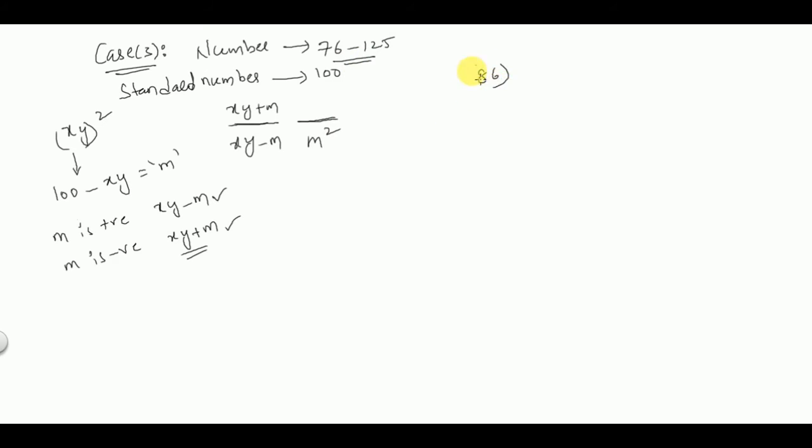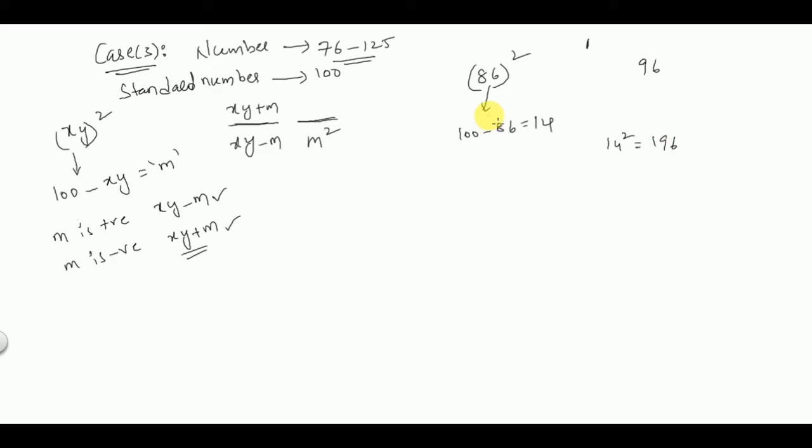First of all, we'll take 86 whole square. First we have to subtract it from 100. So 100 minus 86 is 14. So m is positive, so 14 square is 196. So we'll take only 96 and keep one aside.